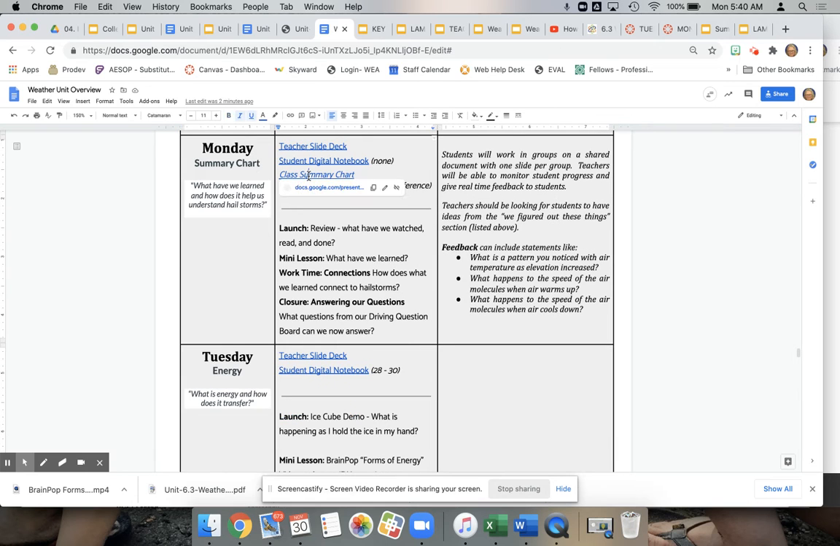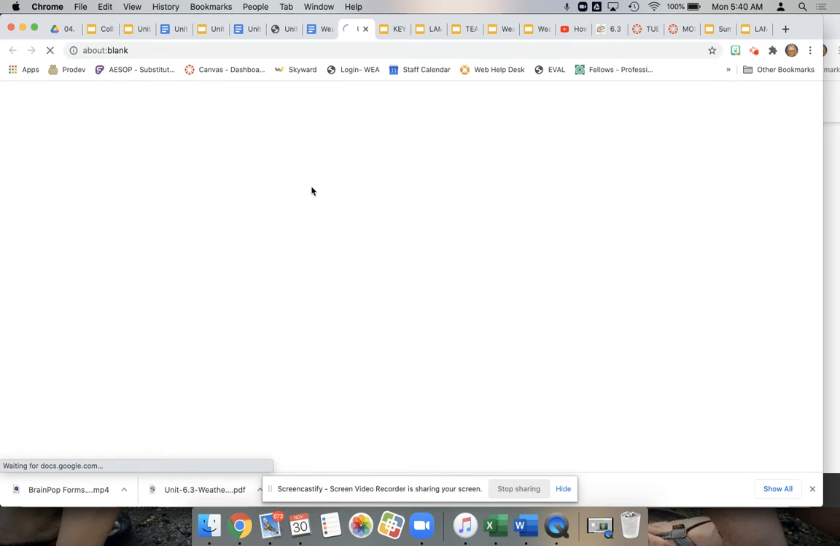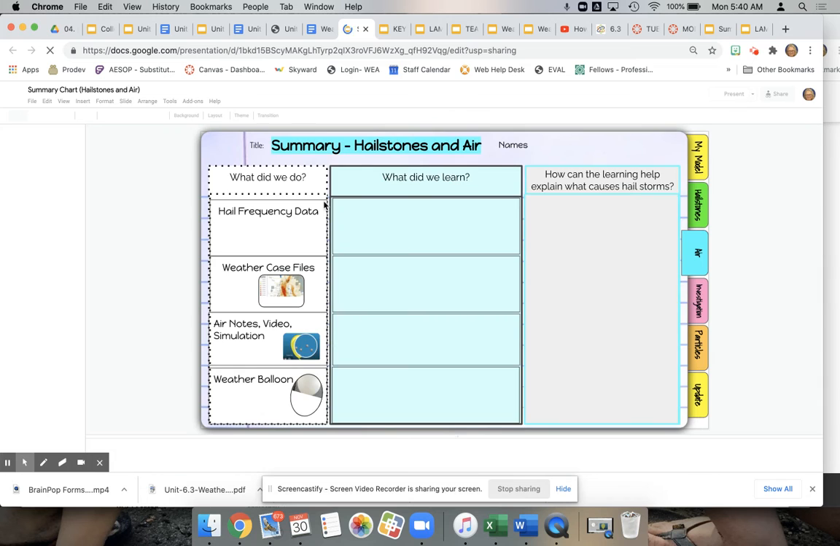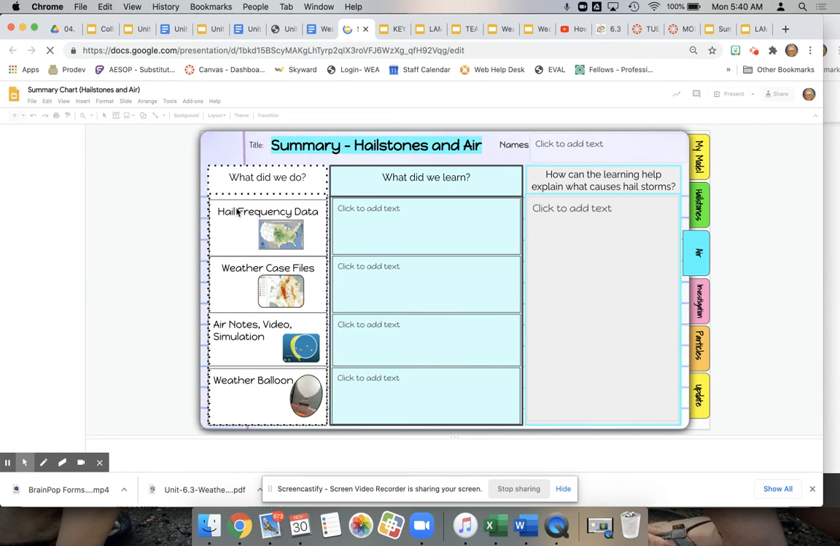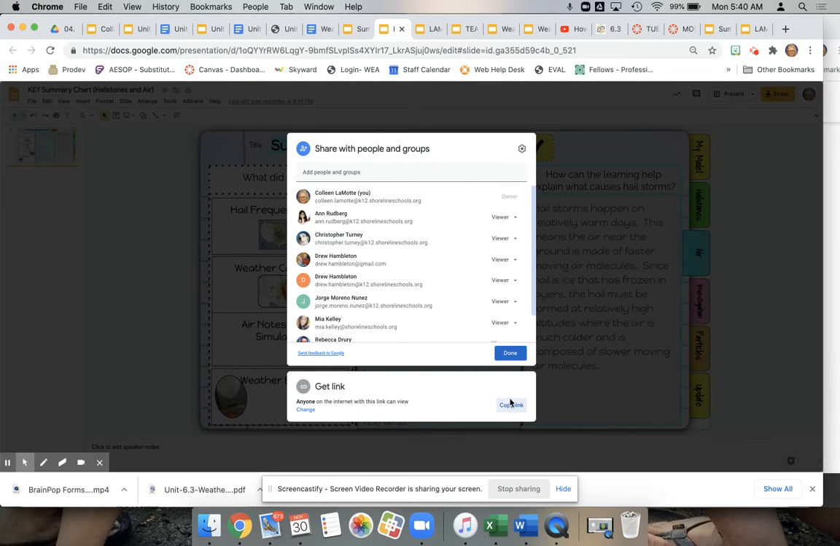For the summary chart, students are going to figure out, based on what we did in each of these activities, what were the main ideas that we learned. So each box here will correspond to a box over on what we learned. Then at the end, they'll need to connect: how does the information here help us understand hailstorms? And I have provided a key for you.